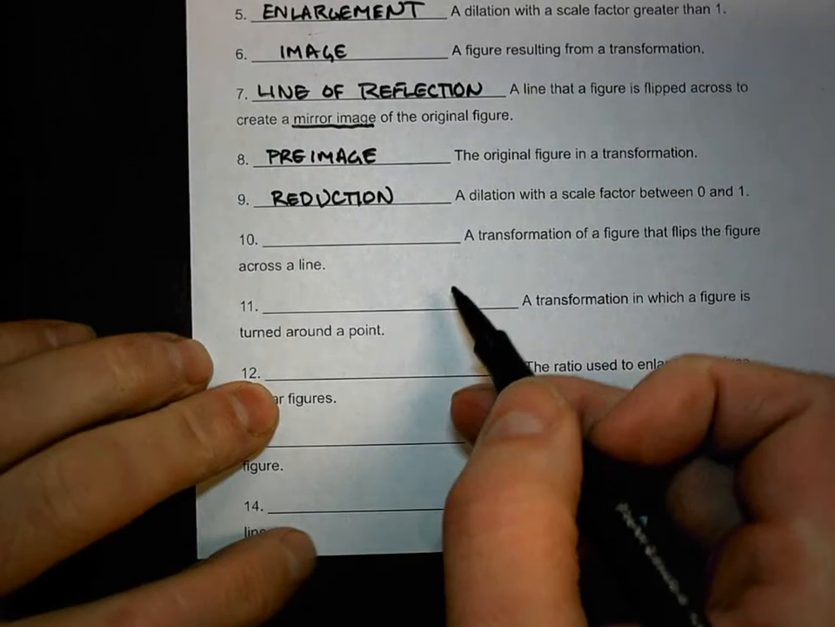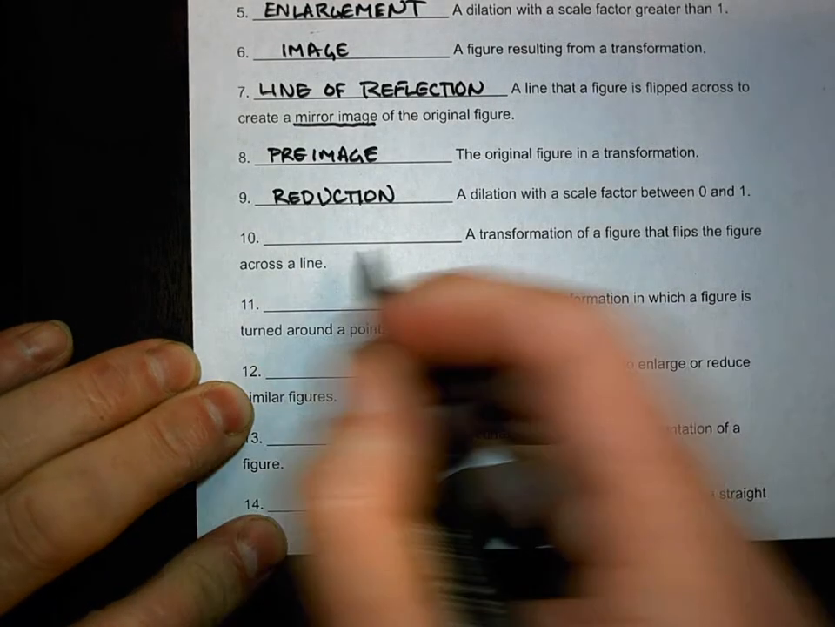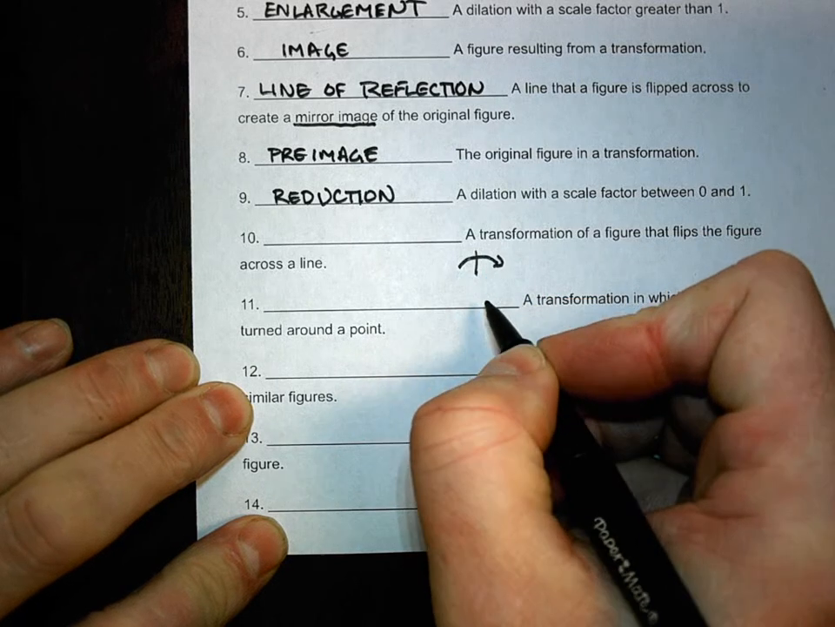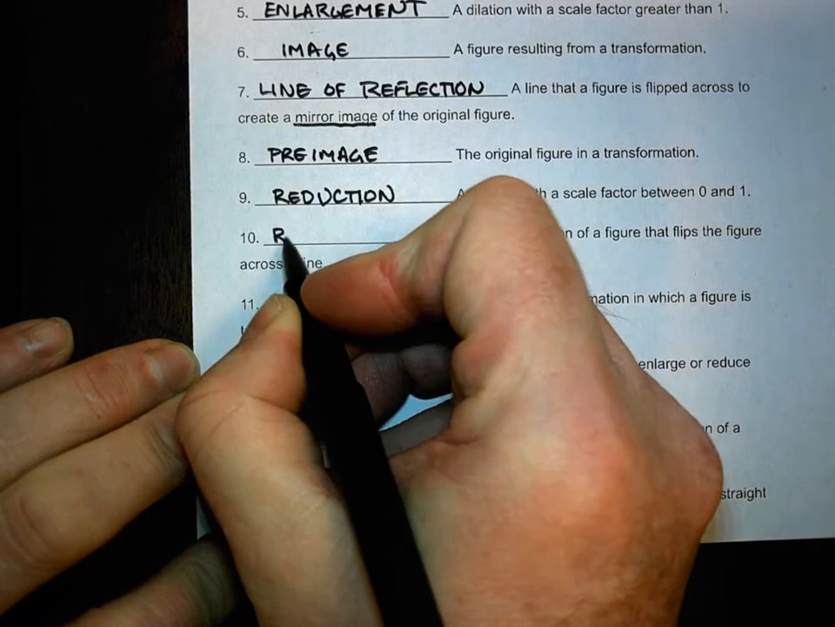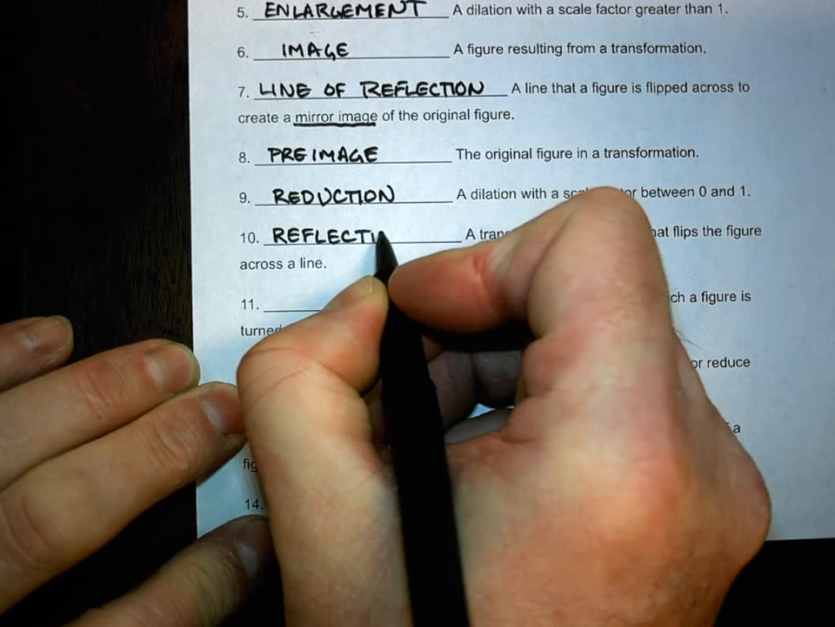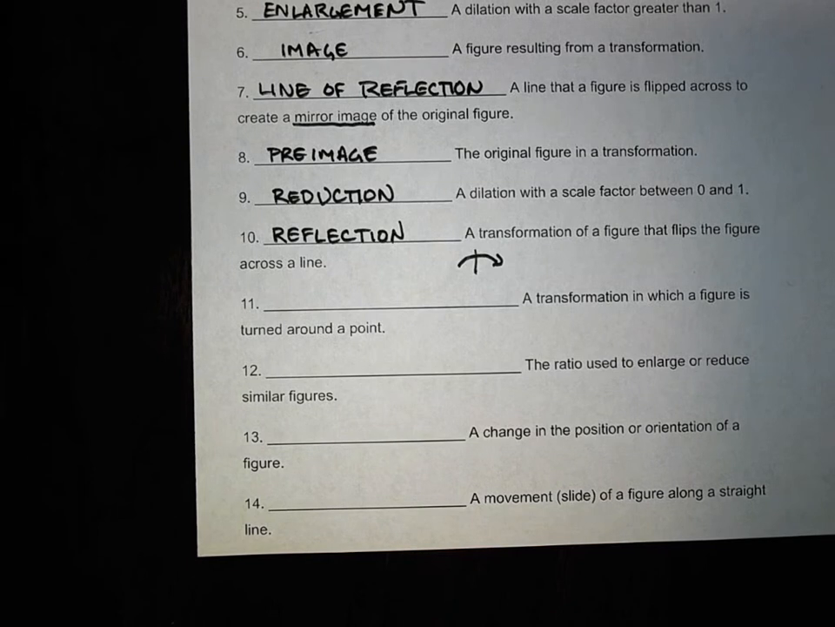So let's talk about this. A transformation of figure that flips the figure across the line. What flips a figure across the line? A reflection. One of those neat things about a reflection is the orientation changes exactly opposite.